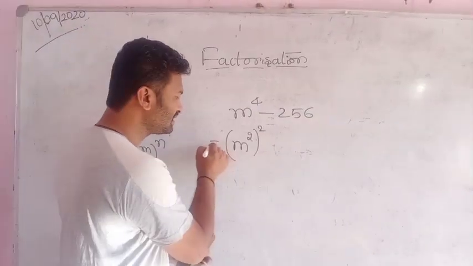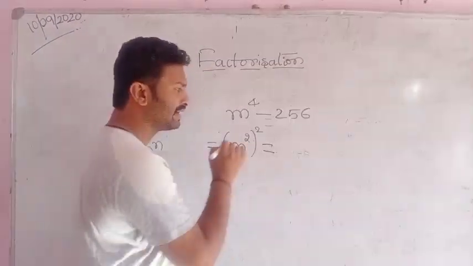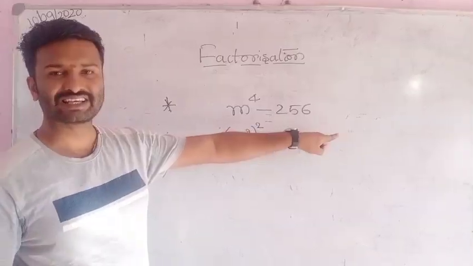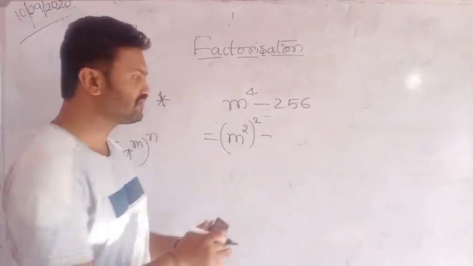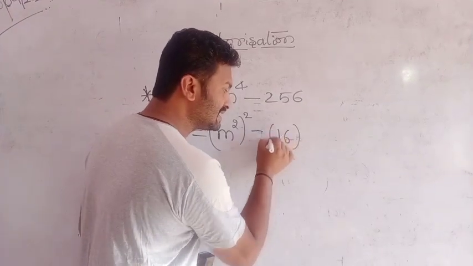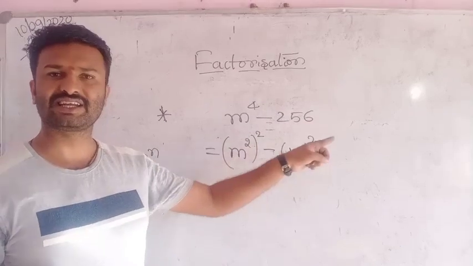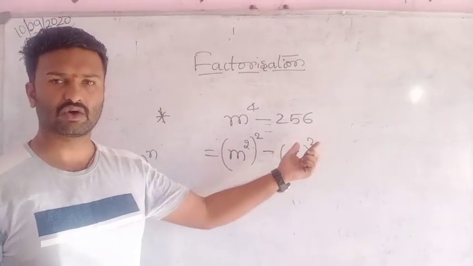Clear? Very simple. Sorry, minus. This 256 is a perfect square number of 16. 16 whole square means 256. 16 into 16, 256. Okay?